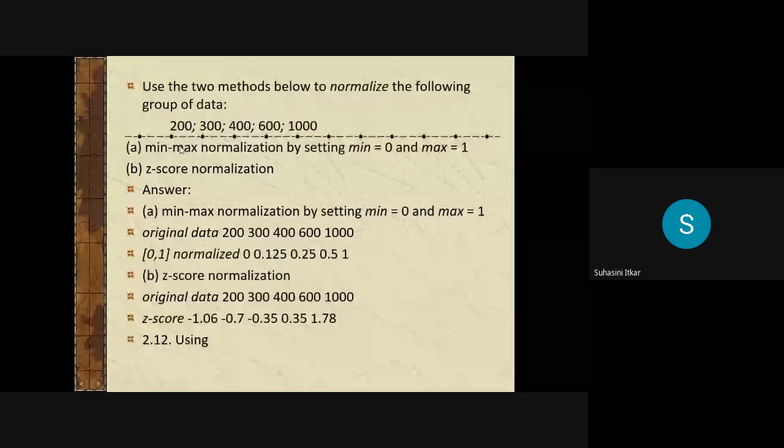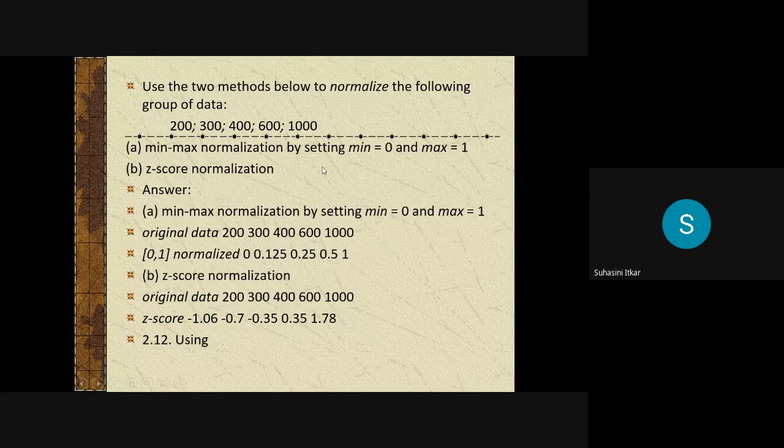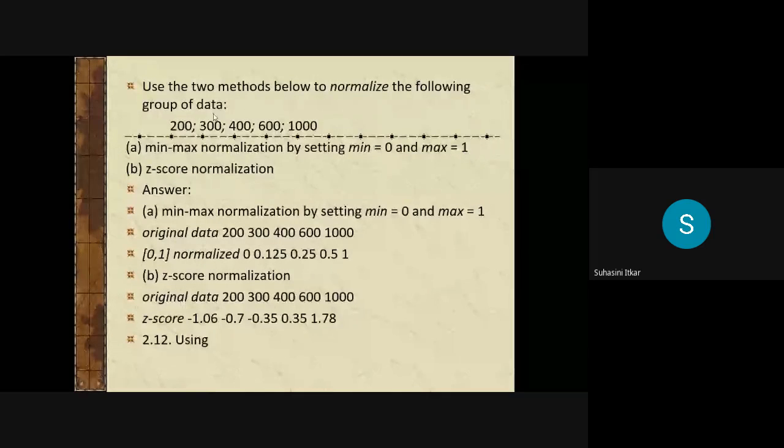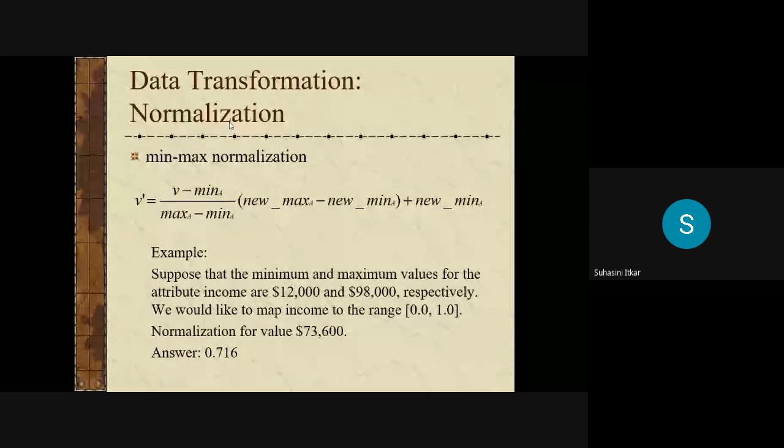So this is the data set basically. For this data set, we will first solve the min-max normalization, where the new min is 0 and new max is 1. So now for this data set, you are expected to use min-max normalization. This is the equation for min-max normalization, so write down this equation.